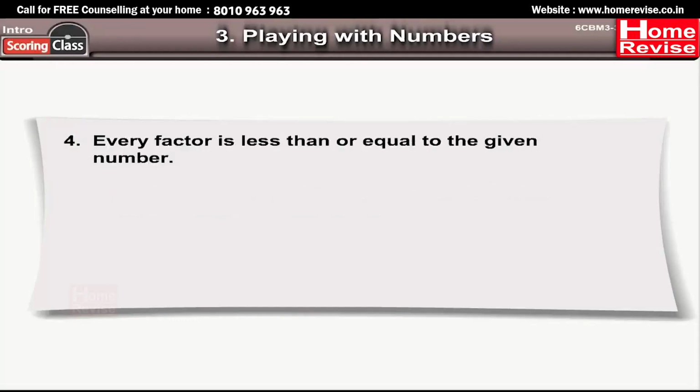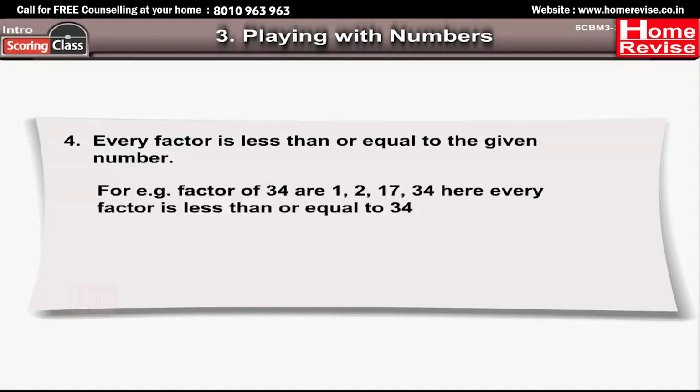Number 4. Every factor is less than or equal to the given number. For example, factors of 34 are 1, 2, 17 and 34. Here, every factor is less than or equal to 34.